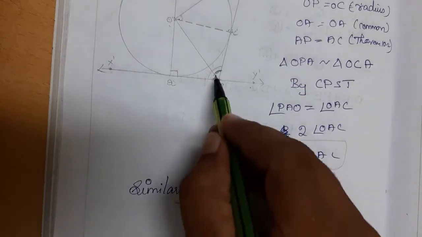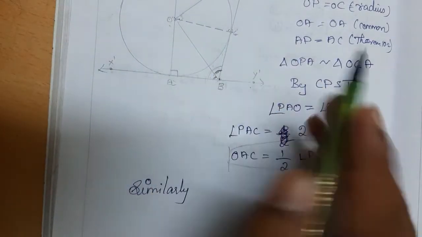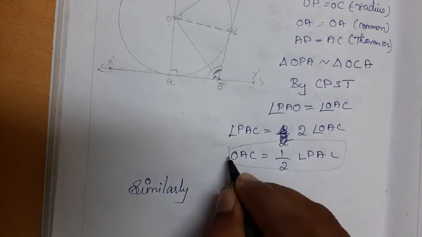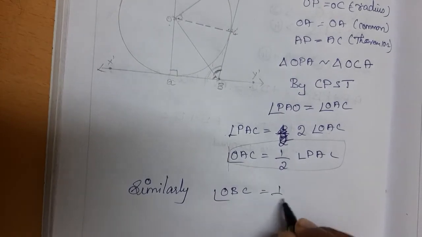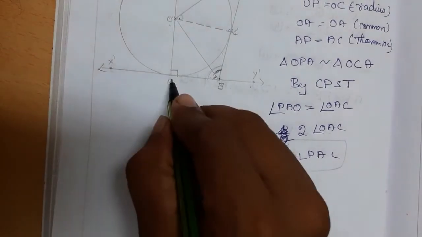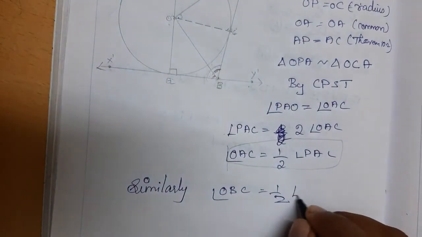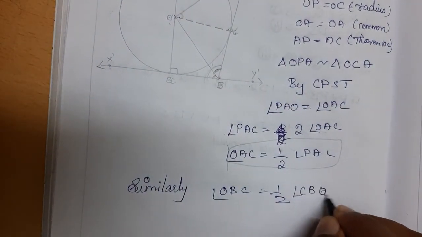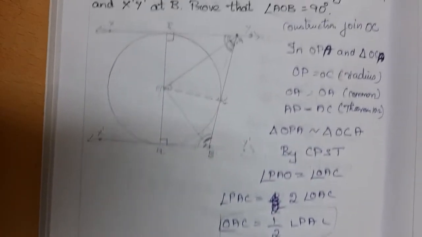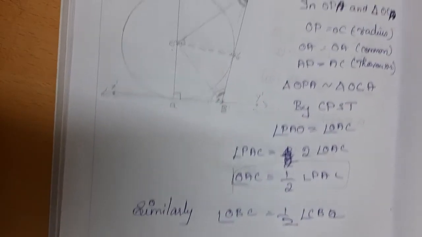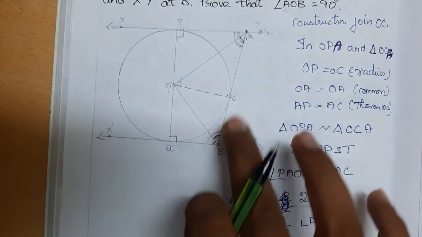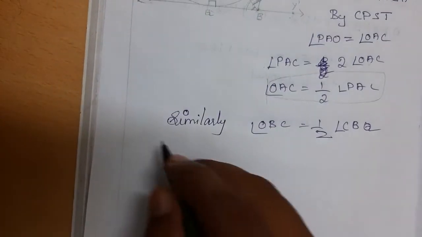Similarly, we can prove that angle OBC will be half of this full angle, angle CBQ, right? So we know this is the transversal. So by that transversal, we know interior same sides are supplementary.